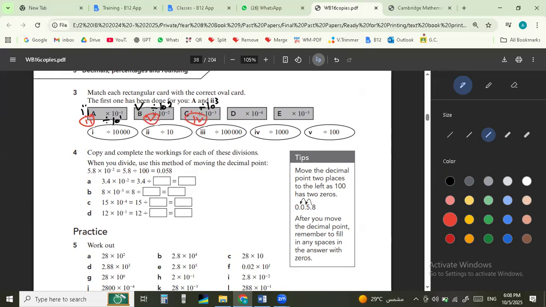All right, next. Multiplying by 10 to the power of negative 4 is the same as dividing by 10 to the power of 4, which is dividing by four zeros. That's 10,000, so it is I. Multiplying by 10 to the power of negative 5 is the same as dividing by 10 to the power of 5, which is five zeros, which is triple I.